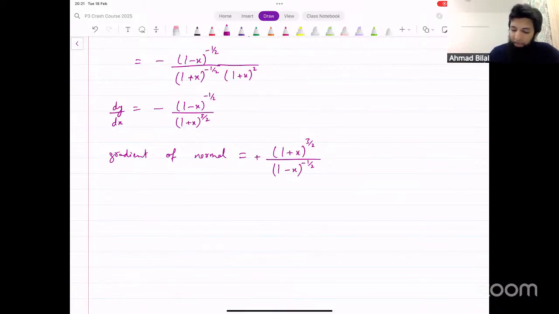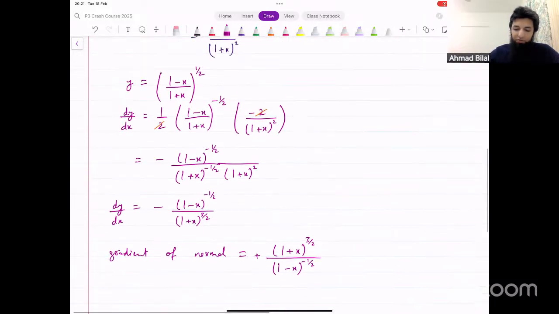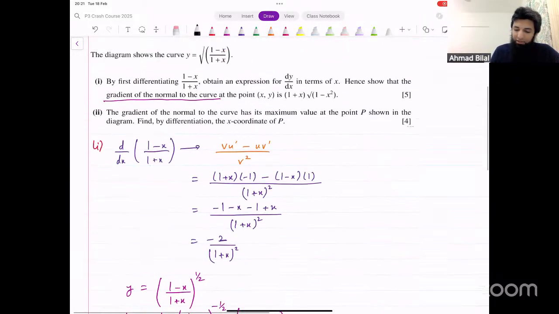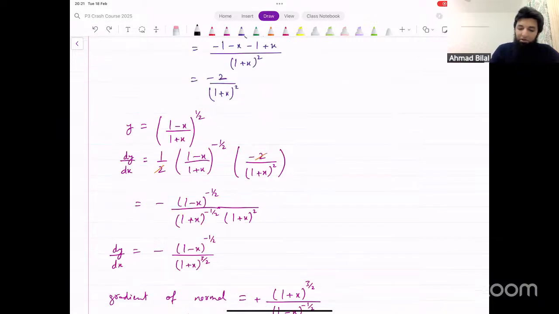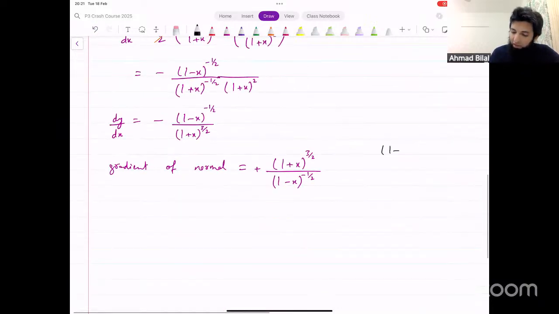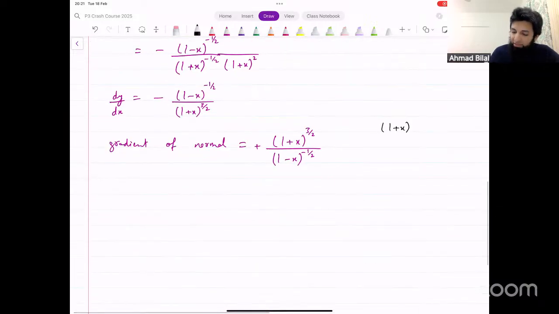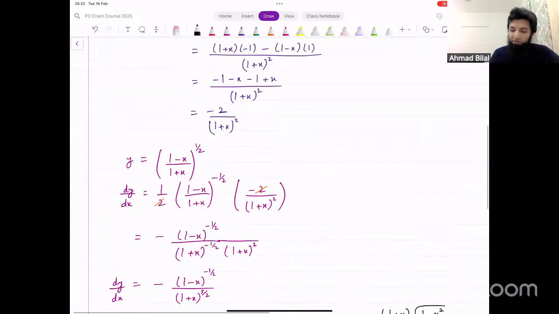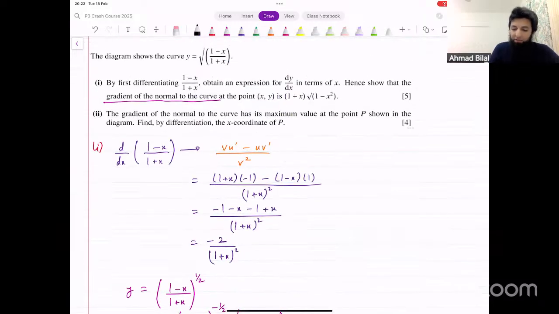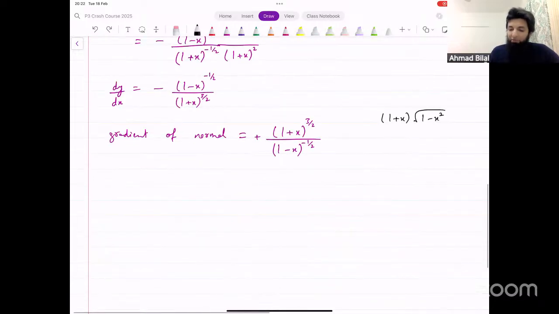All right. What do we do at this point now? We have to show that this gradient of normal is this. How can we do that? We've got (1 plus x) whole raised to power 1 plus x times square root of 1 minus x squared. This is what we need to show. They want us to show that the gradient of the normal is this thing. Now, how do we go from this to this? That's the next question now.